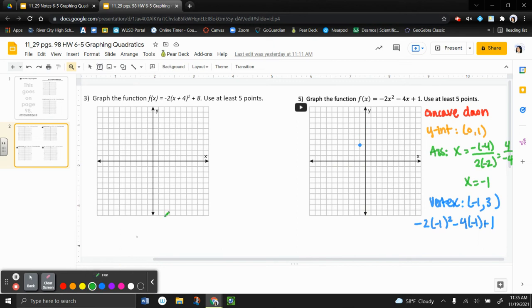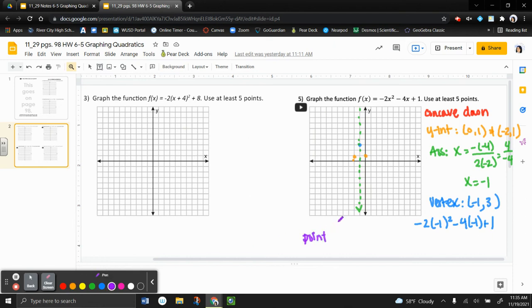It's here, my axis of symmetry. We can plot our y-intercept, which is 0, 1. And we can reflect that point over. So its reflected point is going to be negative 2, 1. And then we need one more point.